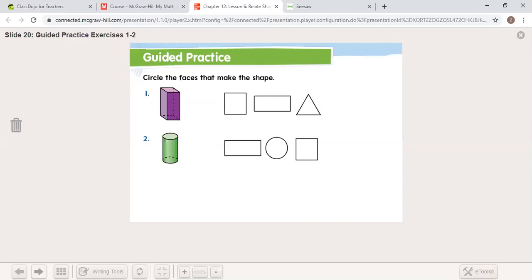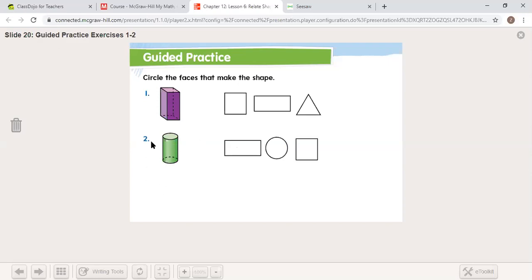All right, now let's look at the guided practice real quick. Circle the faces that would make the shape. I know I assigned this to you, but I want to go over especially number 2. So what faces would I use to make a rectangular prism? I got this long shape here, so I would say I'm probably going to need a rectangle. And then for the top and the bottom faces, it looks like I'm going to need some squares.